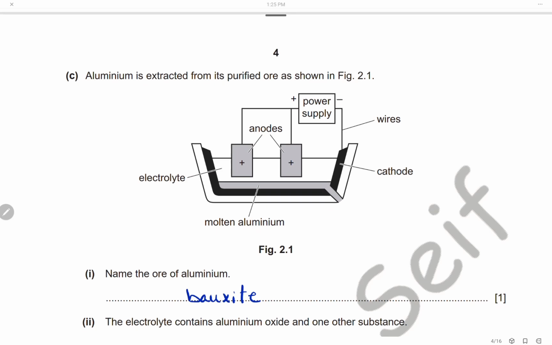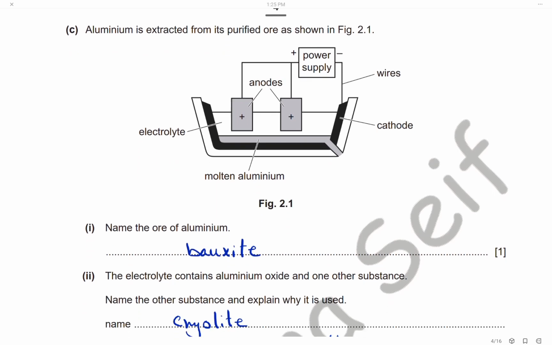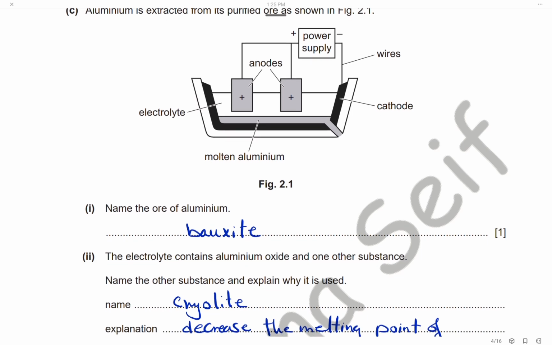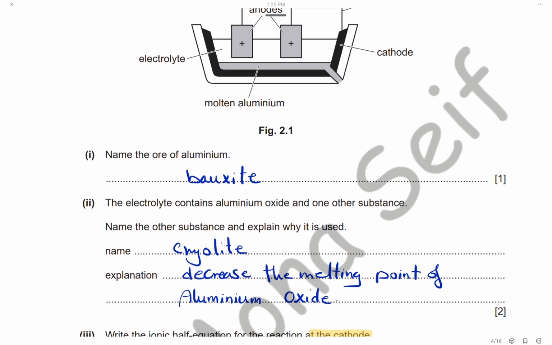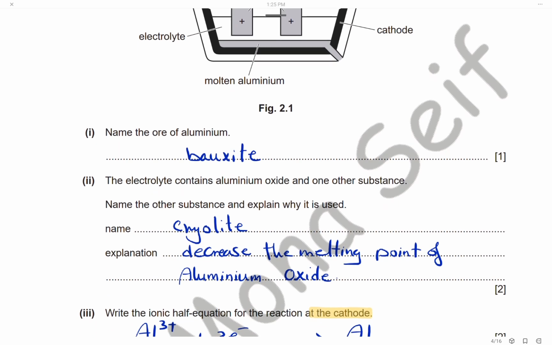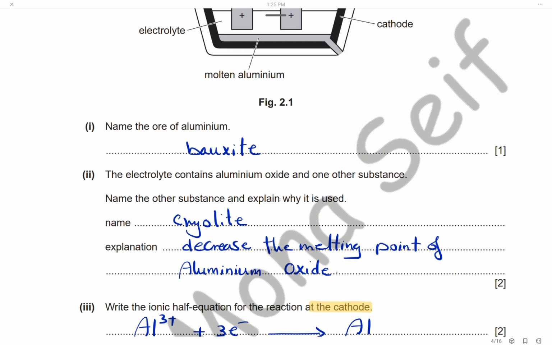C. Aluminium is extracted from its purified ore as shown in figure 2.1. Name the ore of aluminium. Of course, it is bauxite. The electrolyte contains aluminium oxide and another substance. Name the other substance and explain why it is used. The other substance added is cryolite, and cryolite is added to decrease the melting point of aluminium oxide. Here, he wants only one reason, the most important one: to decrease the melting point of aluminium oxide. So it decreases the temperature needed and also, of course, decreases the cost.